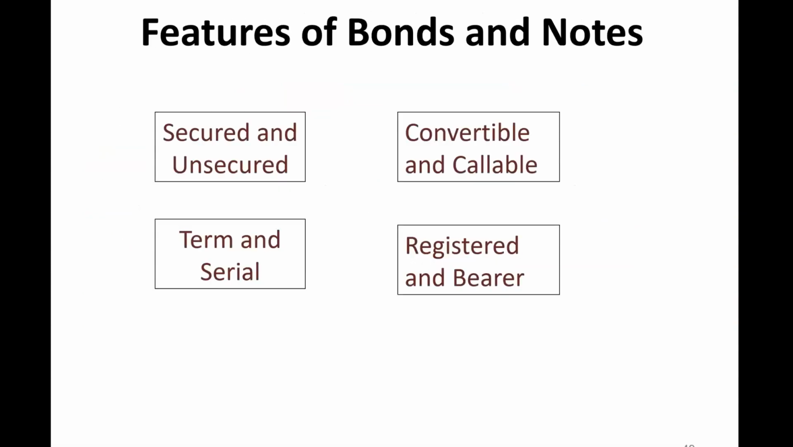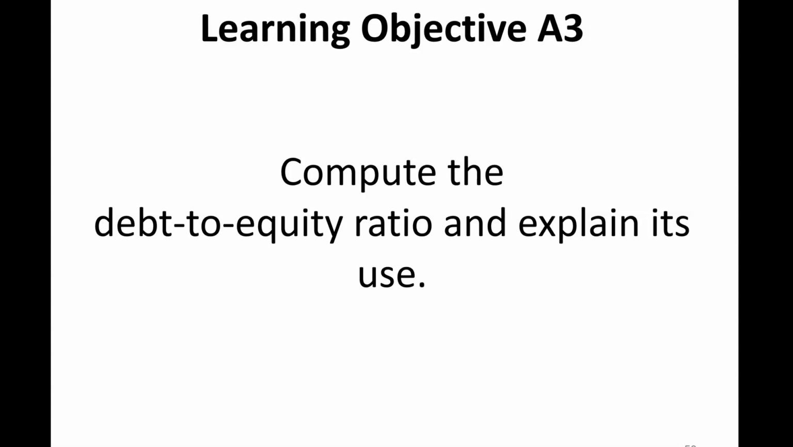We've talked about convertible and callable bonds. Callable is when they can call it early, before maturity. In convertible, we looked at when you can convert it from a bond to stock. And secured means you have some sort of an asset that backs it up, like a mortgage. And unsecured would mean that they didn't.